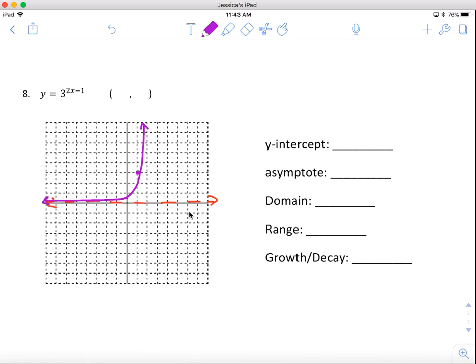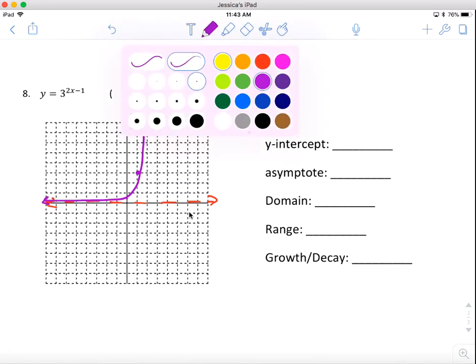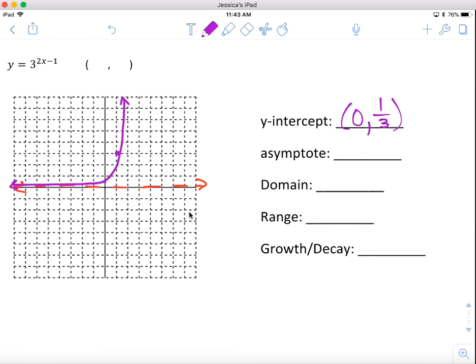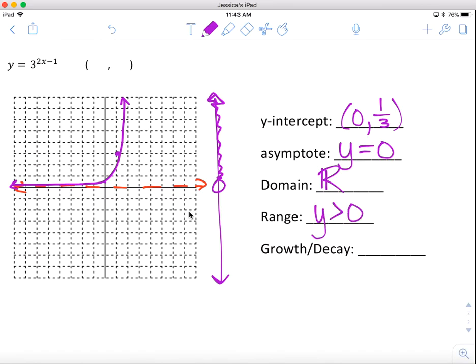The y-intercept that you should have gotten is 0, 1/3. You can write it as 0.33 repeating, or you can write it as 1/3 from our table. The asymptote is the x-axis again, so that is the equation y equals 0. I'm going left and right forever, so my domain is again all real numbers. Since I start at 0 and go up forever, I can't equal 0, but y is greater than 0. And again, this is an example of a growth problem.